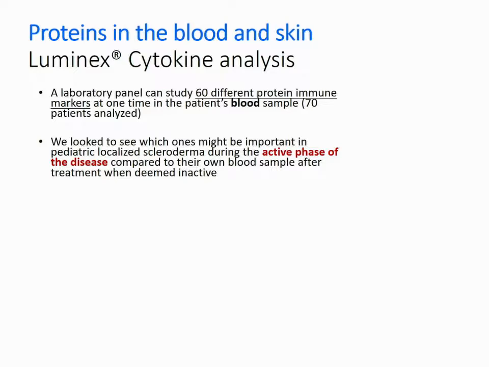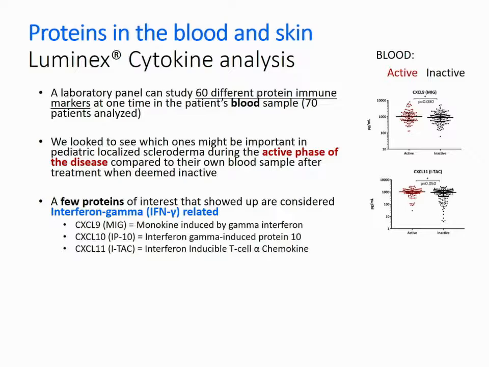So we actually took blood samples from patients that we were seeing in clinic, and when they had active disease, not on treatment yet, typically treat with methotrexate, steroids, and/or CellCept. And then, years later, we would collect a blood specimen when they're in the inactive phase, nothing seemed to be active, and actually compared the patient to themselves in this study. A few proteins popped up using this big 60 protein panel, and the two that I was going to focus on were interferon gamma related.